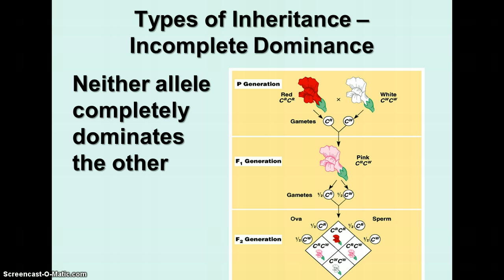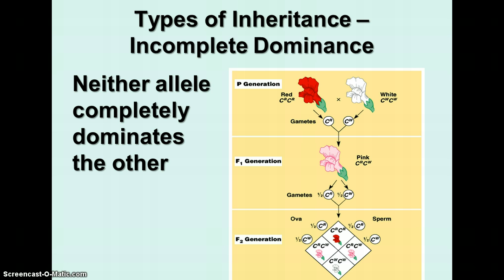One type of exception is called incomplete dominance. This is when you have two different traits, but neither allele completely dominates the other. Normally, when we're writing letters, we'll show this with, for instance, the C here stands for color, the R stands for red, and the W stands for white. And so when you have a true red plant and a true white plant crossed with each other, you'll end up with a heterozygous individual that has a red and a white, and those flowers are going to be pink.